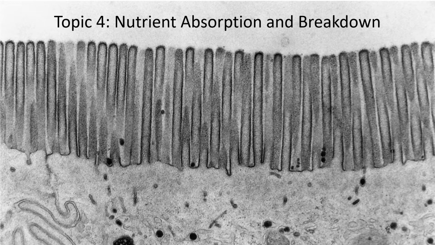What you're seeing here is a very high magnification image taken by a transmission electron microscope that shows the microvilli at the top of those epithelial cells. And of course, they're there to increase the surface area over which this last stage can occur.